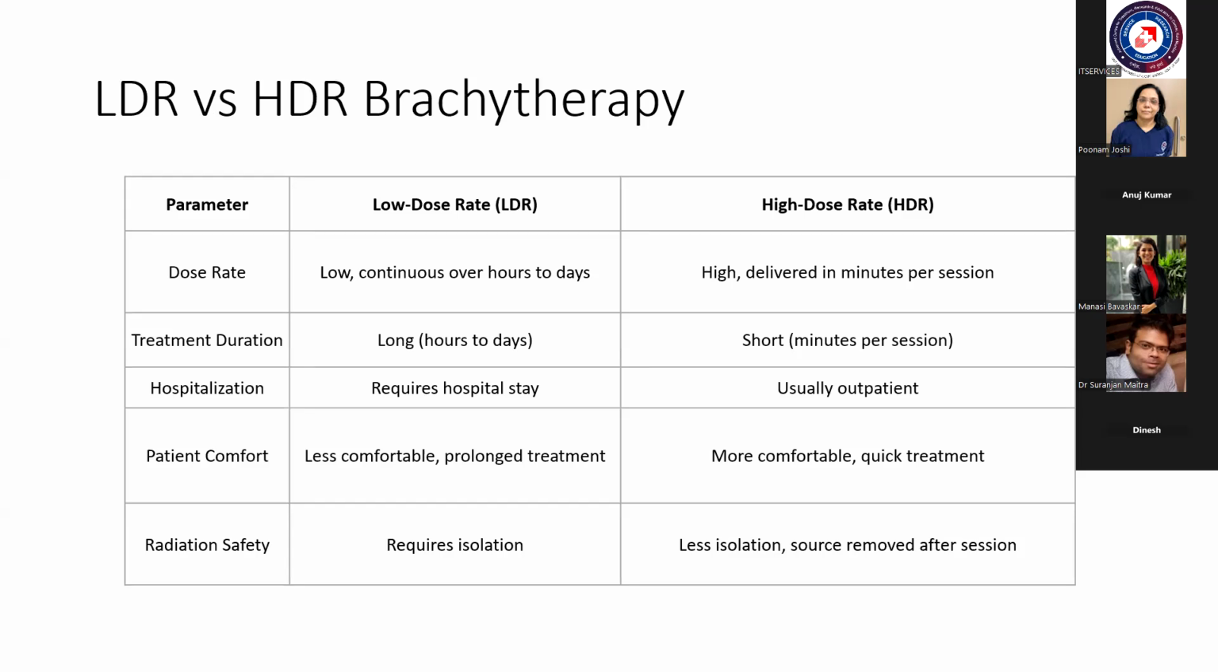So in low dose rate, there is a low, continuous treatment of the patient over hours to days. But in high dose rate brachytherapy, it is delivered in just a few minutes. And the treatment duration, as we know, is long in low dose rate. There is a requirement of hospitalization and stay during this procedure. And high dose rate brachytherapy is usually on an outpatient basis. So we insert the catheters, and then on a day-to-day basis, the patient can be called on an OPD basis and treated.